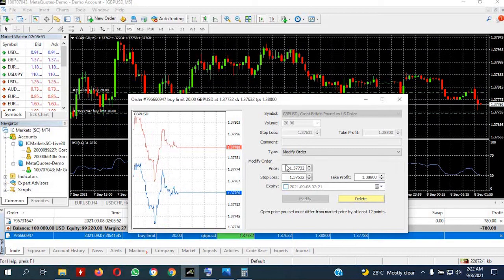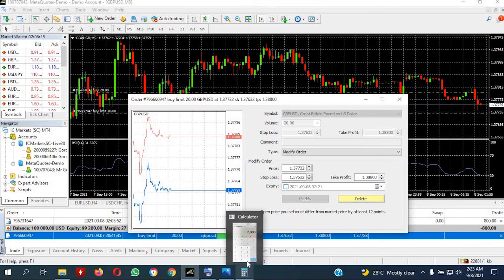So I'm going to tell the app that anything 100 points below this will be my stop loss. So I'm going to be using a 100 pip risk in order to make a 300 pip reward. So 100 points below this is my stop loss, and 300 points above this would be my reward, which is the take profit, right?